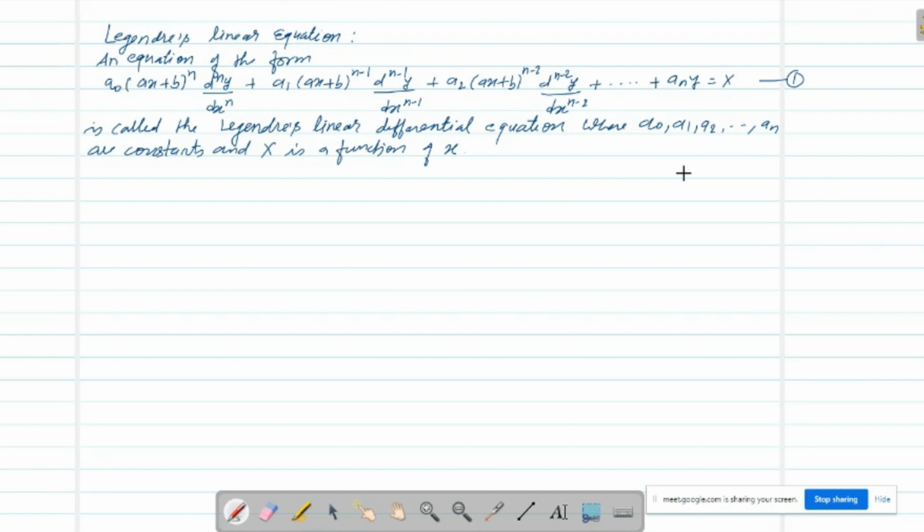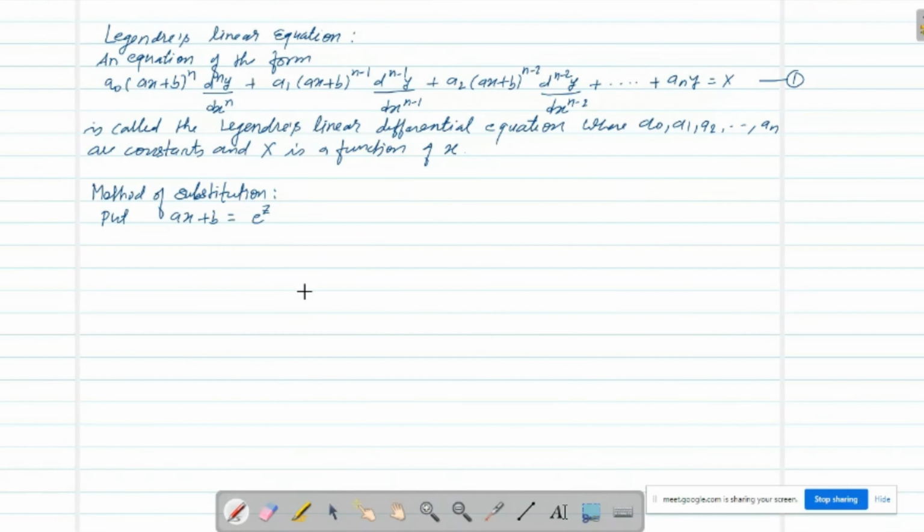Okay, and how to solve the Legendre differential equation? So we will see the method. The method is known as the method of substitution. Okay, this is a very simple method. So we put ax plus b equal to e raised to z.